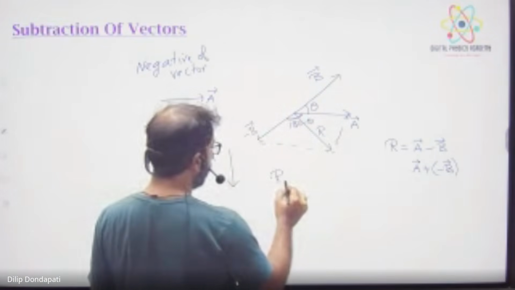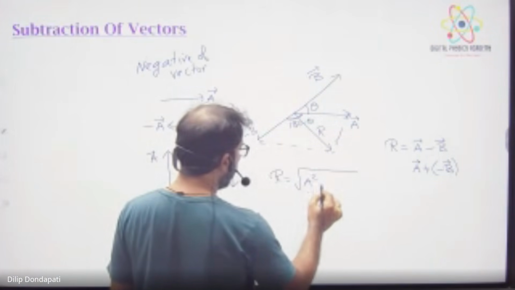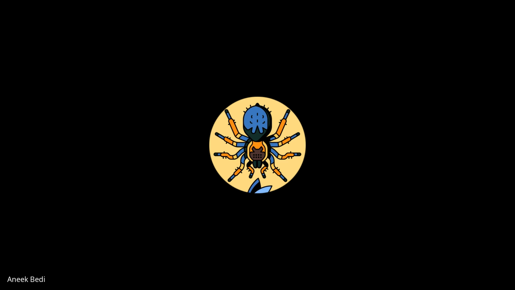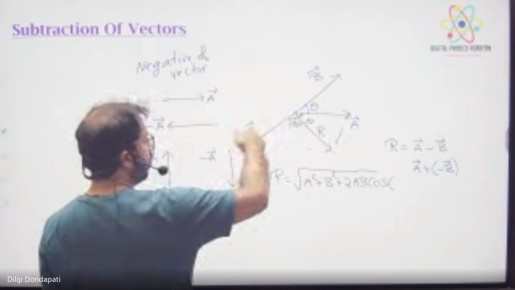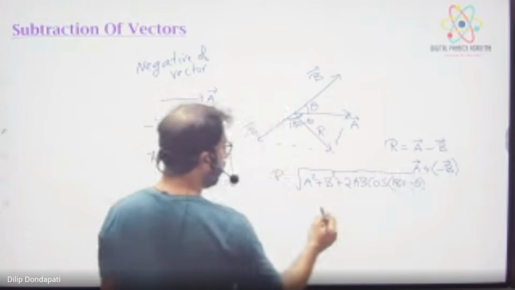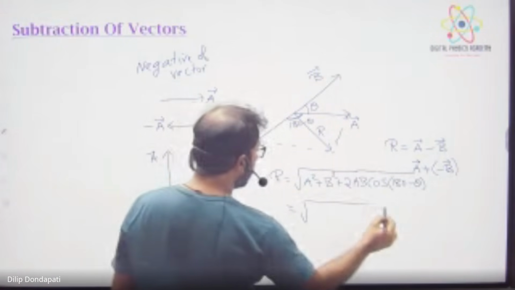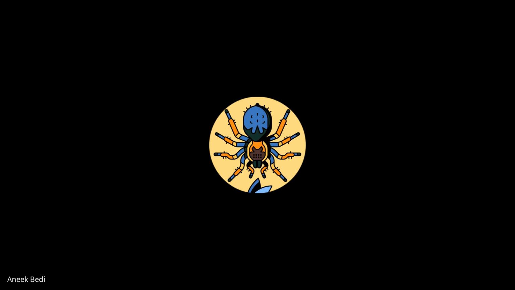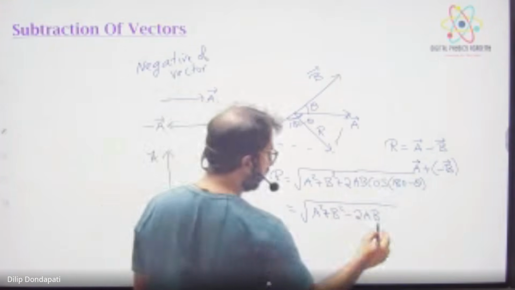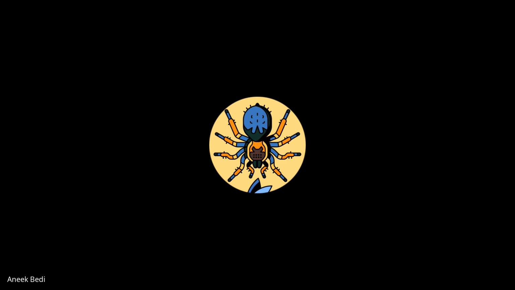So what is the formula? R is equal to under root a square plus b square plus 2ab cos of the angle between the two, which is 180 minus theta. Now tell me, cos 180 minus theta lies in which quadrant? Second quadrant. In the second quadrant cos is negative. So it becomes minus 2ab, and at 180 and 360 the trigonometric ratio will not change. This is the formula.